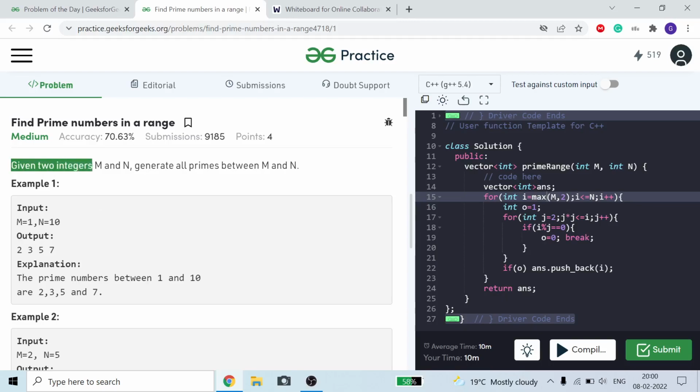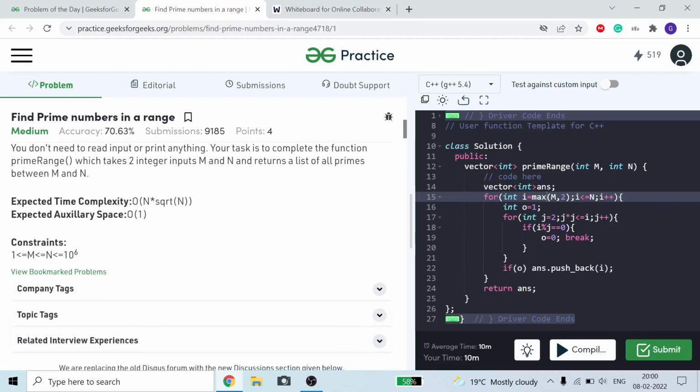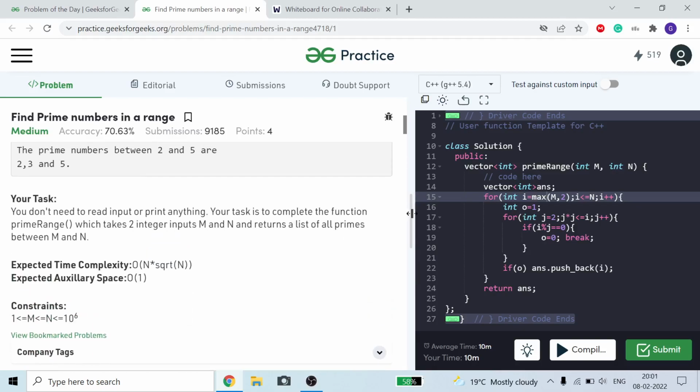Here we are given two integers m and n, and we have to find all the prime numbers between m and n. Like if our m is equal to 1 and our n is equal to 10, then 2, 3, 5 and 7 are the prime numbers between 1 and 10. Similarly here, 2, 3, 5 between 2 and 5. And the expected time complexity is n into square root of n.